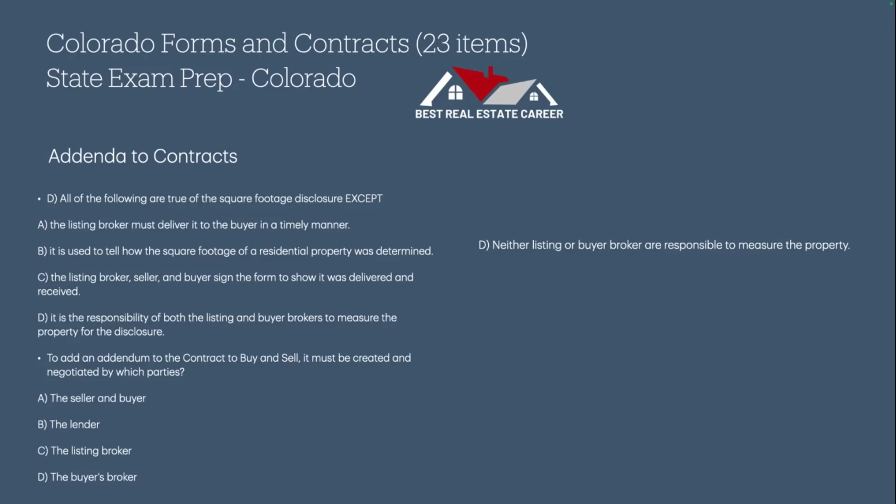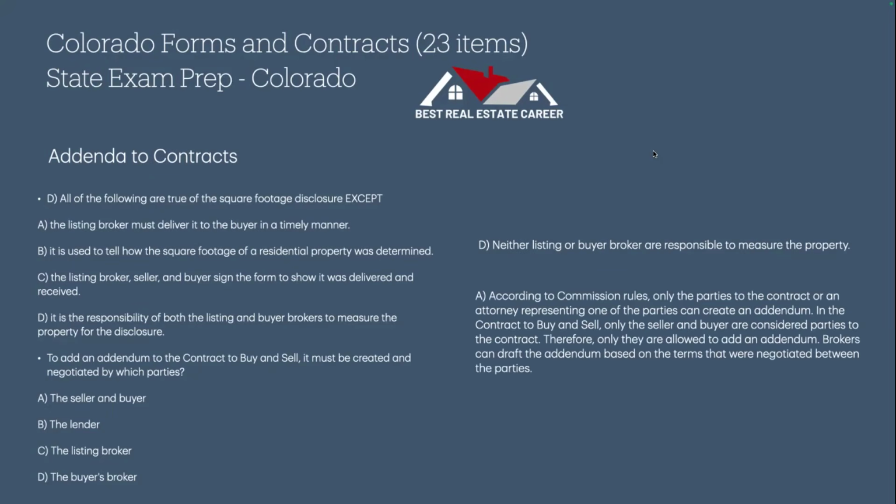The second thing is this: to add an addendum to the contract to buy and sell, it must be created and negotiated by which parties? All right. So you're looking at this, guys. Who are the parties to the contract to buy and sell? That's the only thing that's going to be here. So when we're talking about that, it's A, right? It's the buyer and the seller.